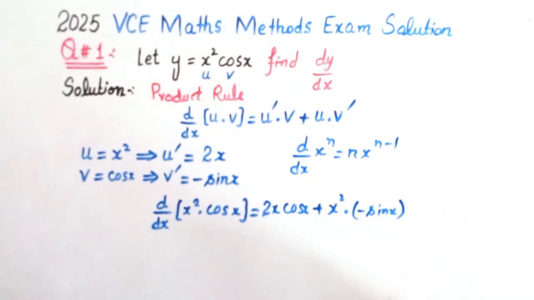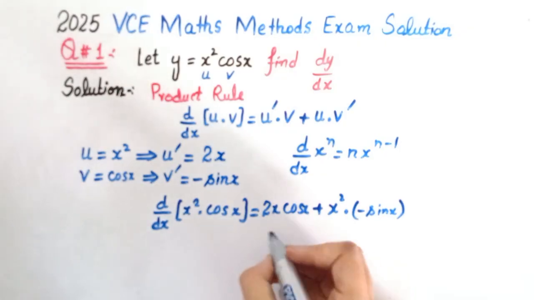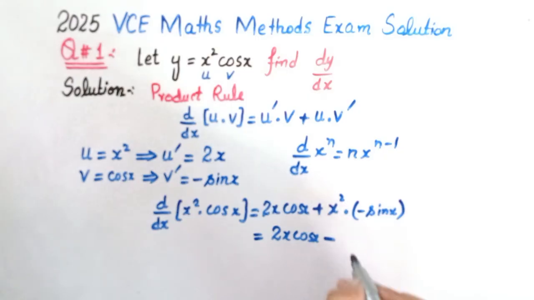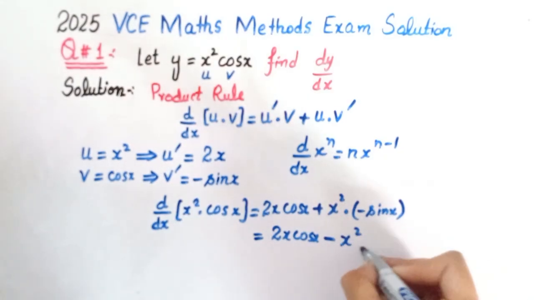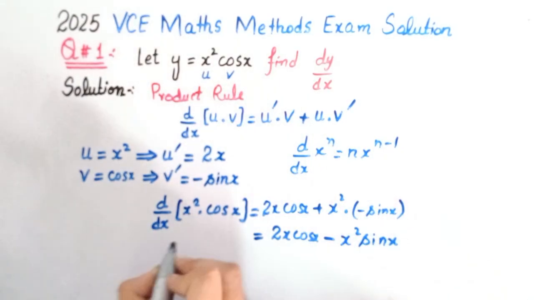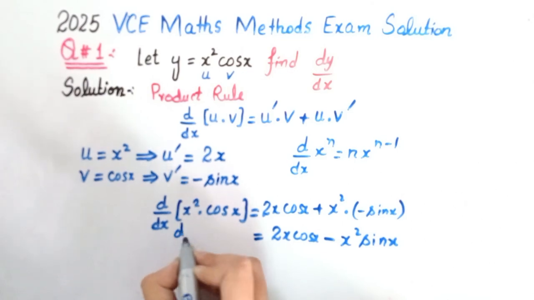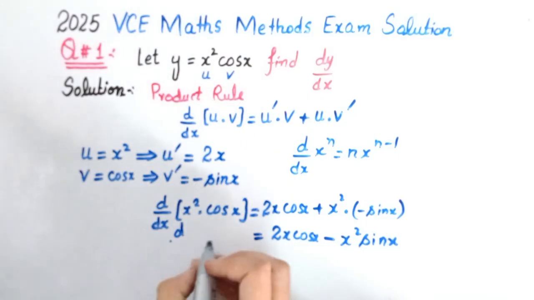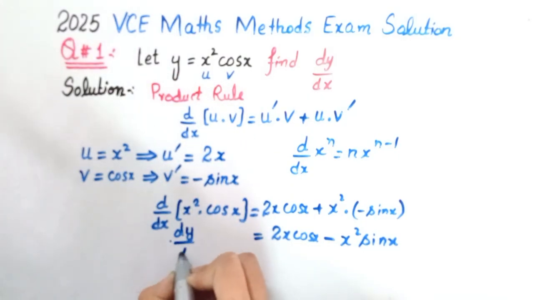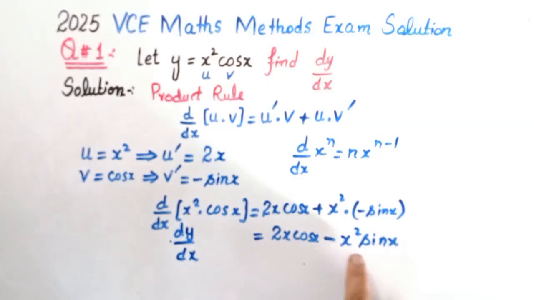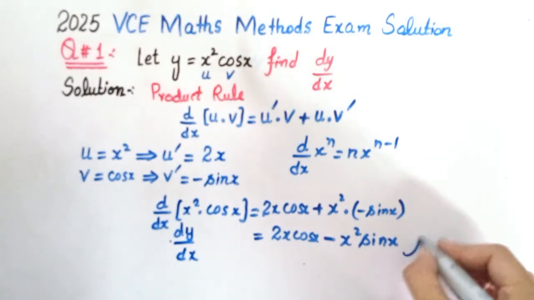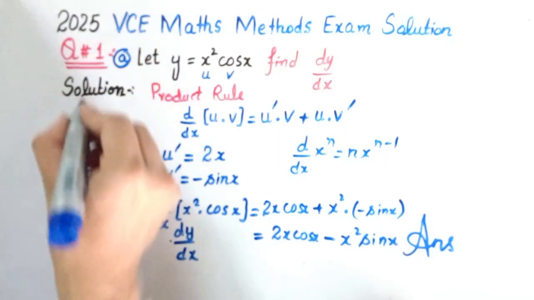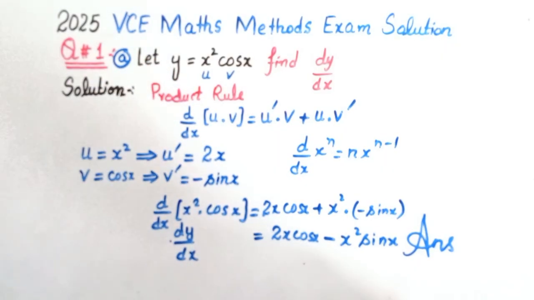So this will become equals 2x cos x minus x squared sin of x. So this will be the answer that we get. Because this equals y, we will write dy by dx equals 2x cos x minus x squared sin x. So this is the final answer. Now this was the question 1a part. Now we will solve question 1b part.